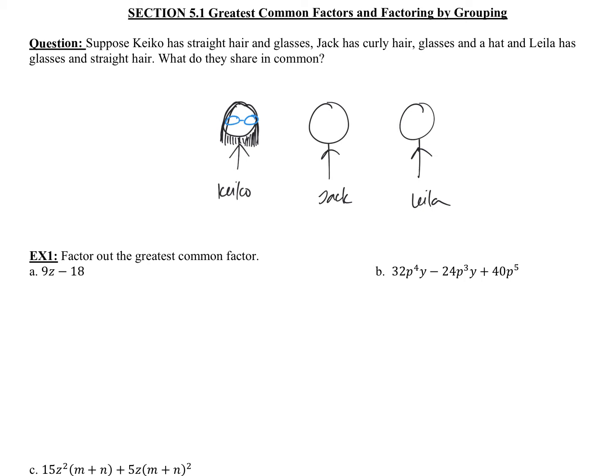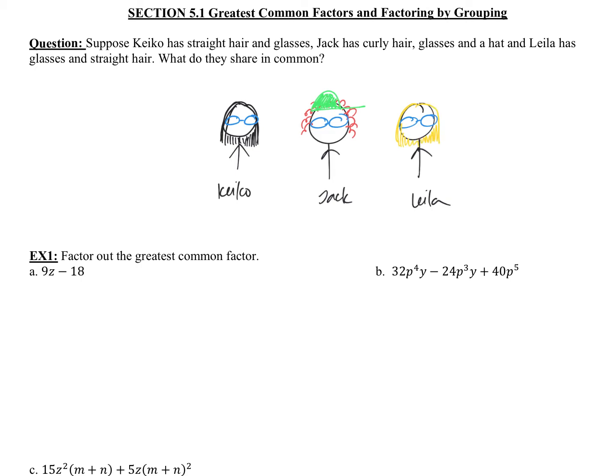Jack has curly hair. I'll go ahead and give him some Ronald McDonald or maybe Ronald Weasley hair. Okay, he has curly hair. What else? Glasses again. And a hat. Okay, let's draw the hat. My baseball cap hat. And then, what do we have? And Layla has glasses, okay. And straight hair as well. I'll go ahead and give her blonde hair, why not?